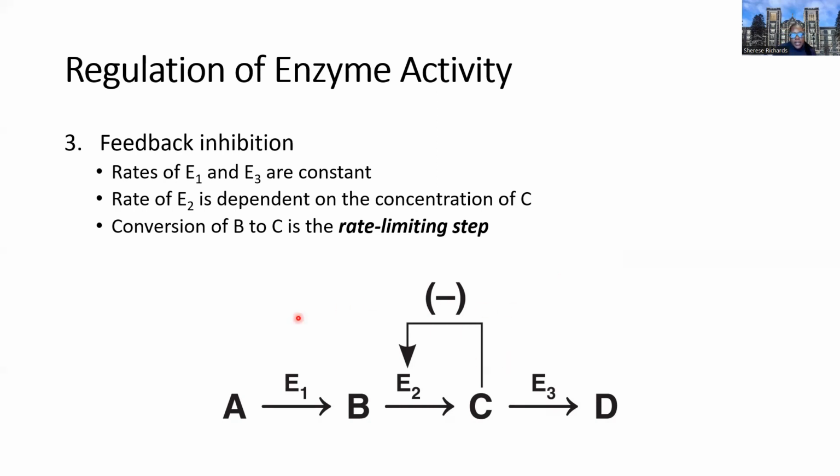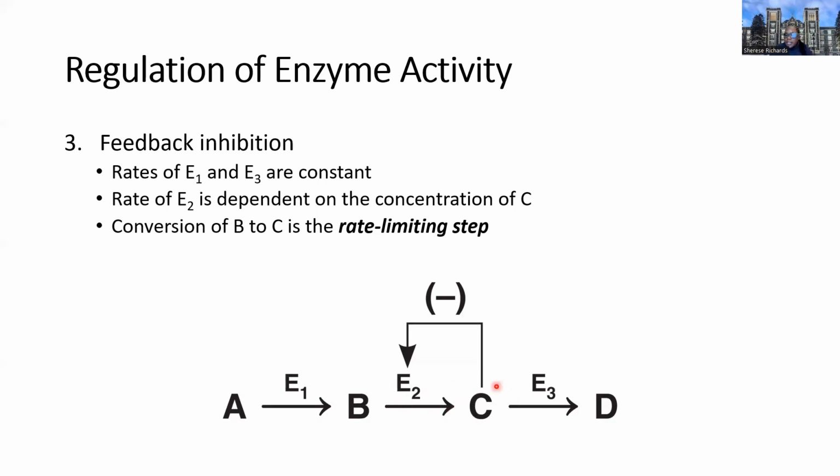The way this happens in our example here is we have enzyme 1. Enzyme 1 catalyzes the reaction of substrate A converted into product B. Product B becomes a substrate for enzyme 2, which catalyzes that to product C. So the rates of enzyme 1 and enzyme 3 are constant, right? We're not going to modulate or regulate those. The rate of enzyme 2 is going to be dependent on the concentration of C. So we can consider this step, B to C, as the rate limiting step. How much of product C we make will determine the activity of enzyme 2.